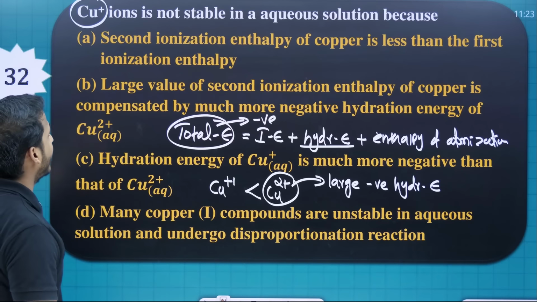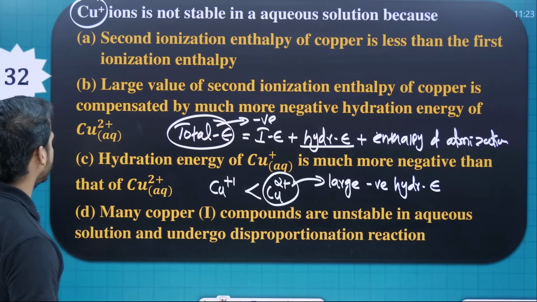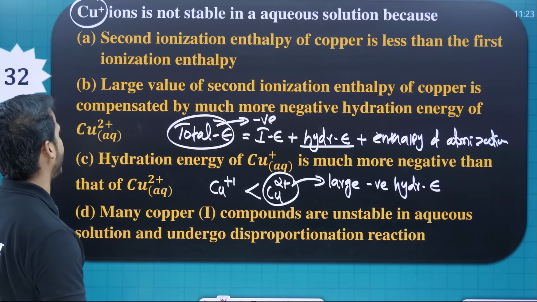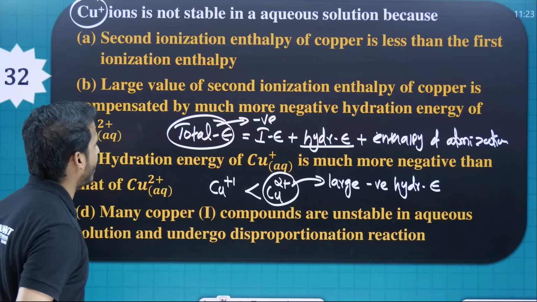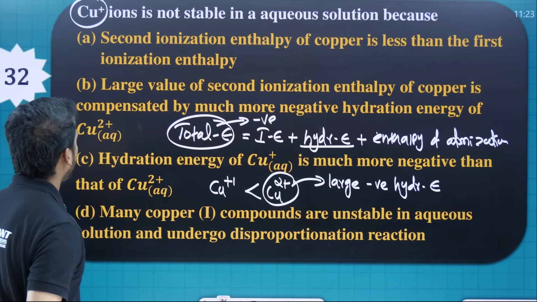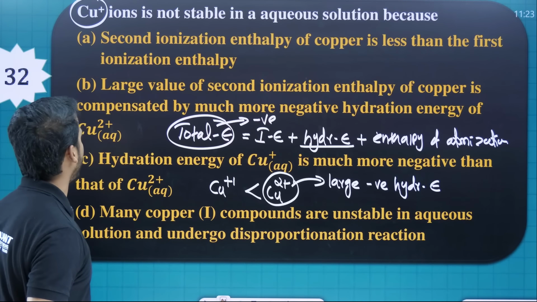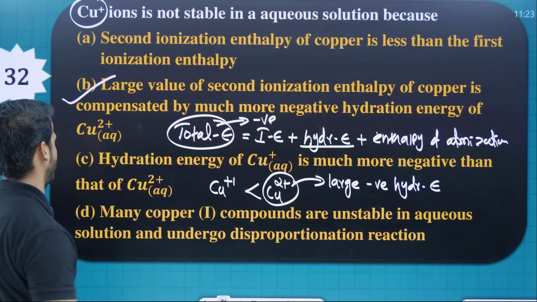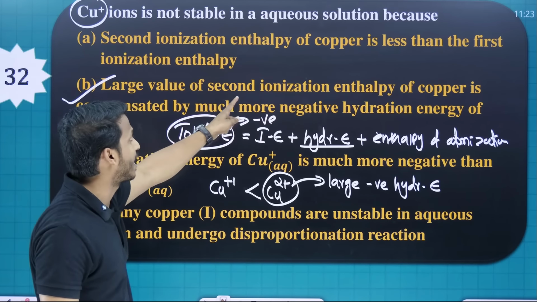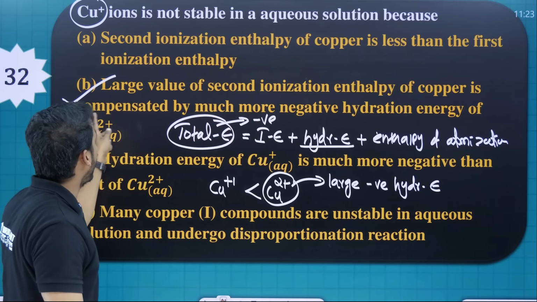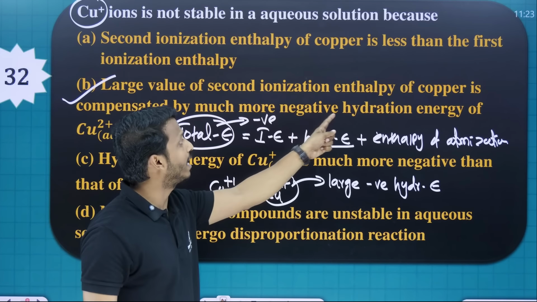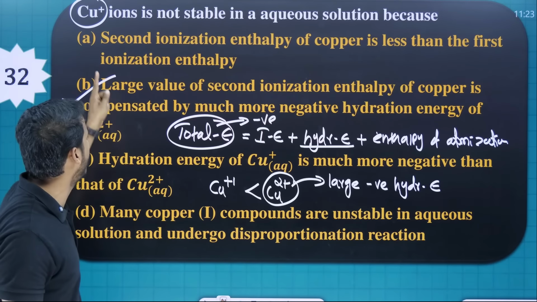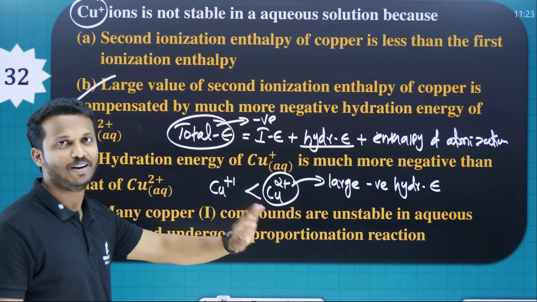So what is the answer? The second ionization enthalpy of copper is larger than the first ionization enthalpy. The large value of the second ionization enthalpy of copper is compensated by the much more negative hydration energy of which one? Copper 2+, right? See, the large value of the second ionization enthalpy of copper is compensated by the much more negative hydration energy of copper 2+. Therefore, copper 2+ is more stable, whereas copper +1 is unstable.